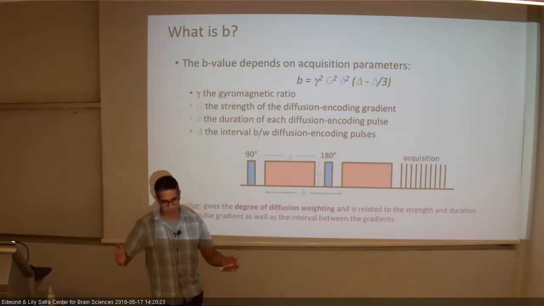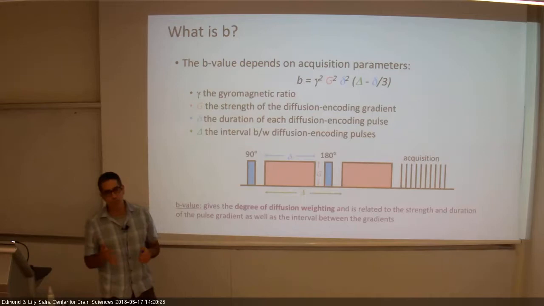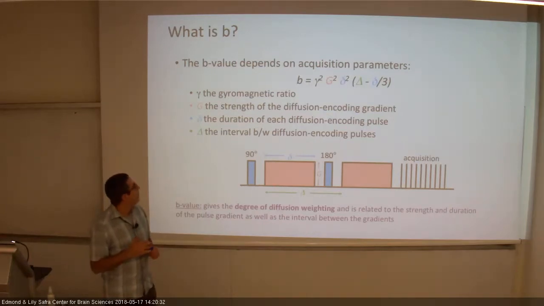We're just going to select something. Most people doing diffusion measurements just say, let's use a B of 1000, whatever, and that's it. Okay, so this is B.